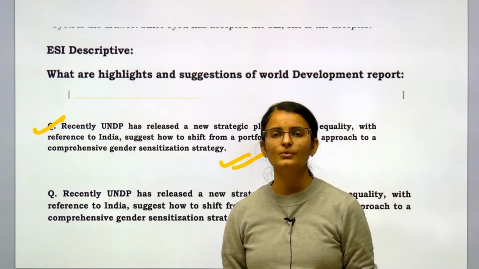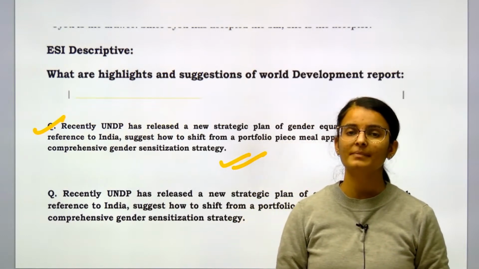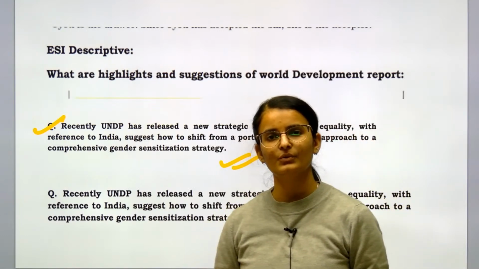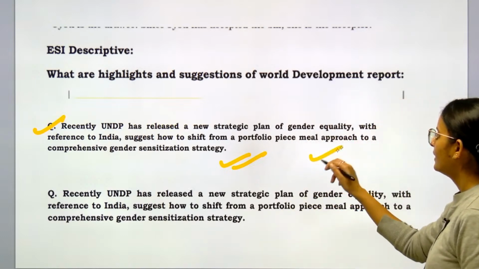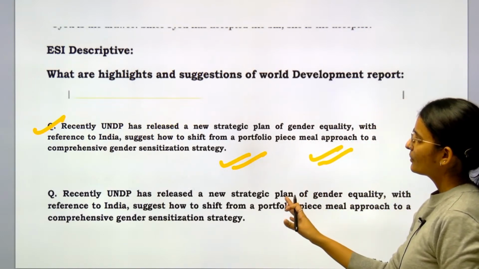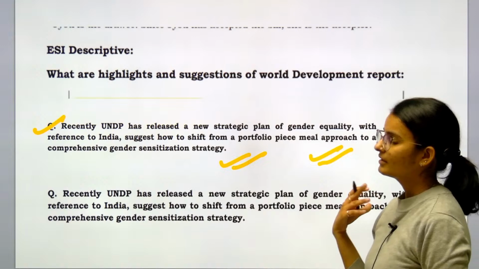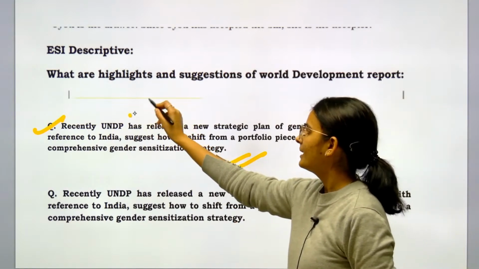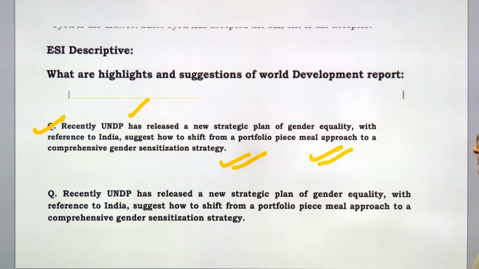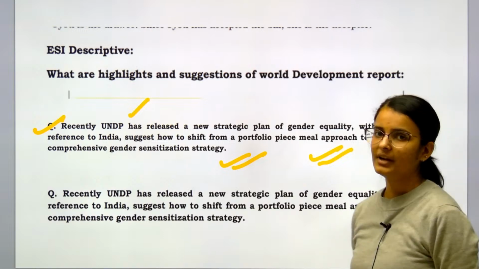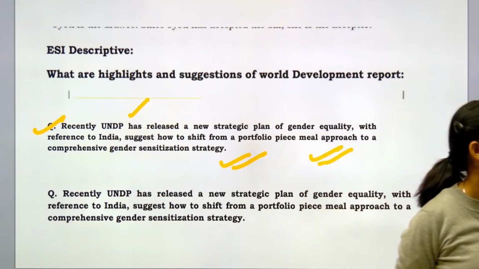That's why I have asked you to please read the newspaper daily, especially finance news, and report news based on the newspaper. Okay. So this is the question that has been asked: UNDP released a strategic plan for gender equality in reference to India. Okay.